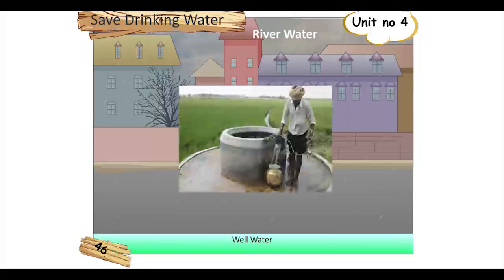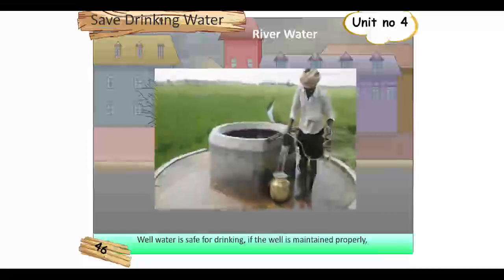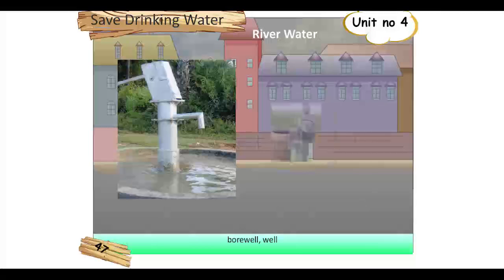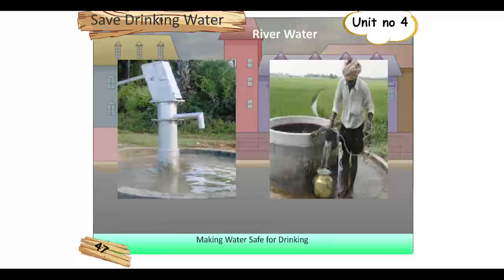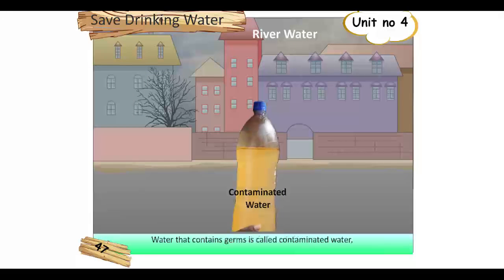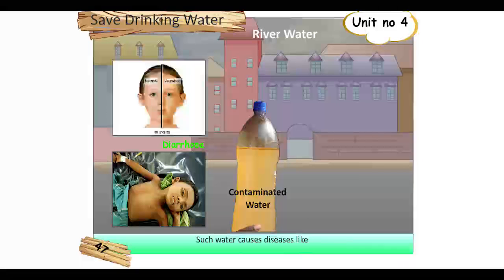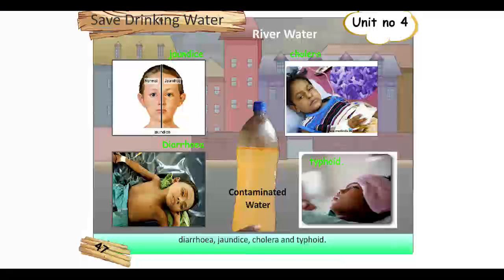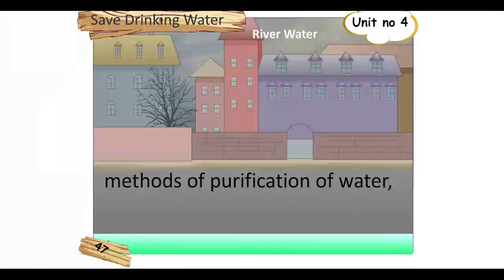Well water. Well water is safe for drinking if the well is maintained properly. Bore well. Well. Making water safe for drinking. Water that contains germs is called contaminated water. Such water causes diseases like diarrhea, jaundice, cholera, and typhoid. So, contaminated water should be treated with chemicals to make it free from germs. Now, let us learn some methods of purification of water.